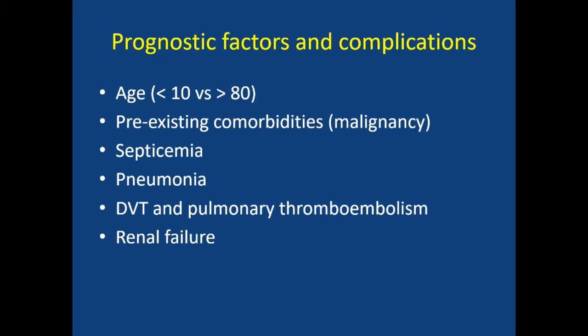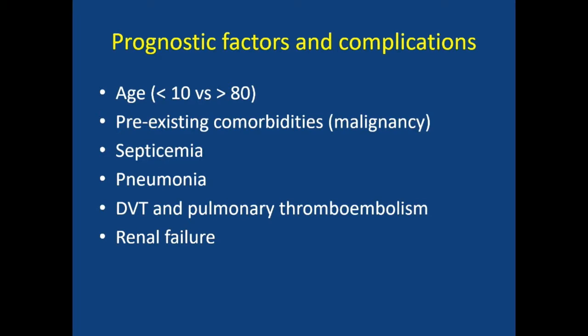The SJS-TEN disease spectrum does not involve just the oral mucosa. There is sloughing of the bronchial epithelium also. Respiratory mucosa is also involved, so they generally have pneumonia because of the sloughing of the bronchial epithelium, and they are likely to go on to acute respiratory distress syndrome also. ARDS is common in such patients, and they might require ventilatory support.